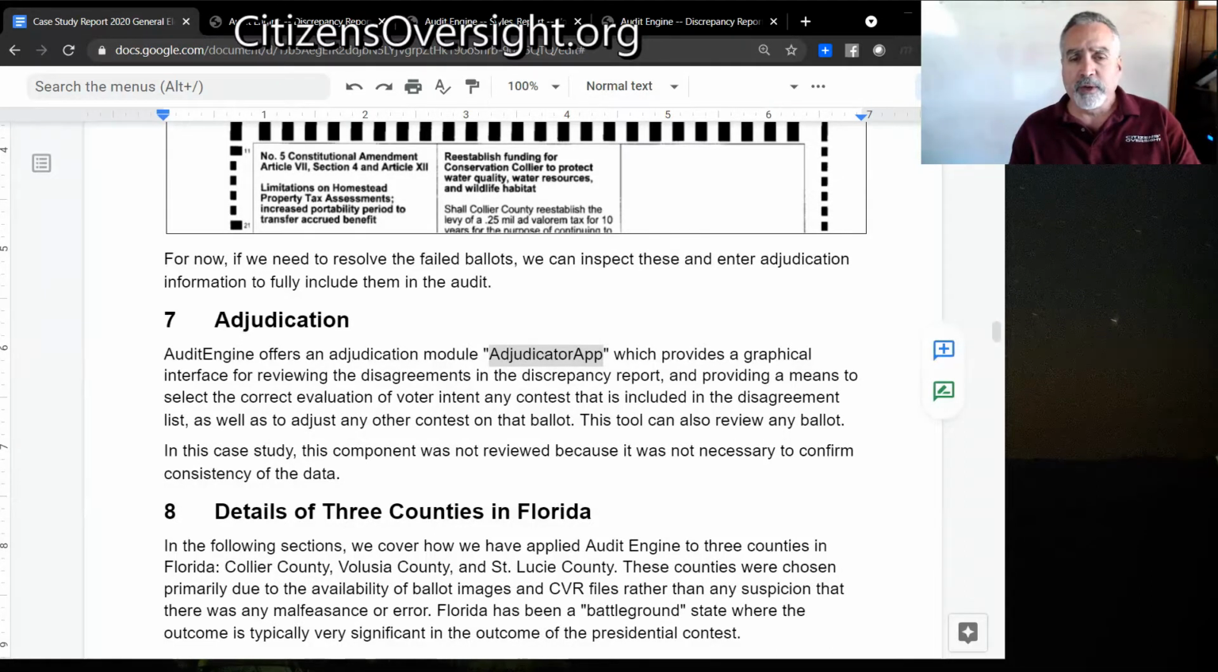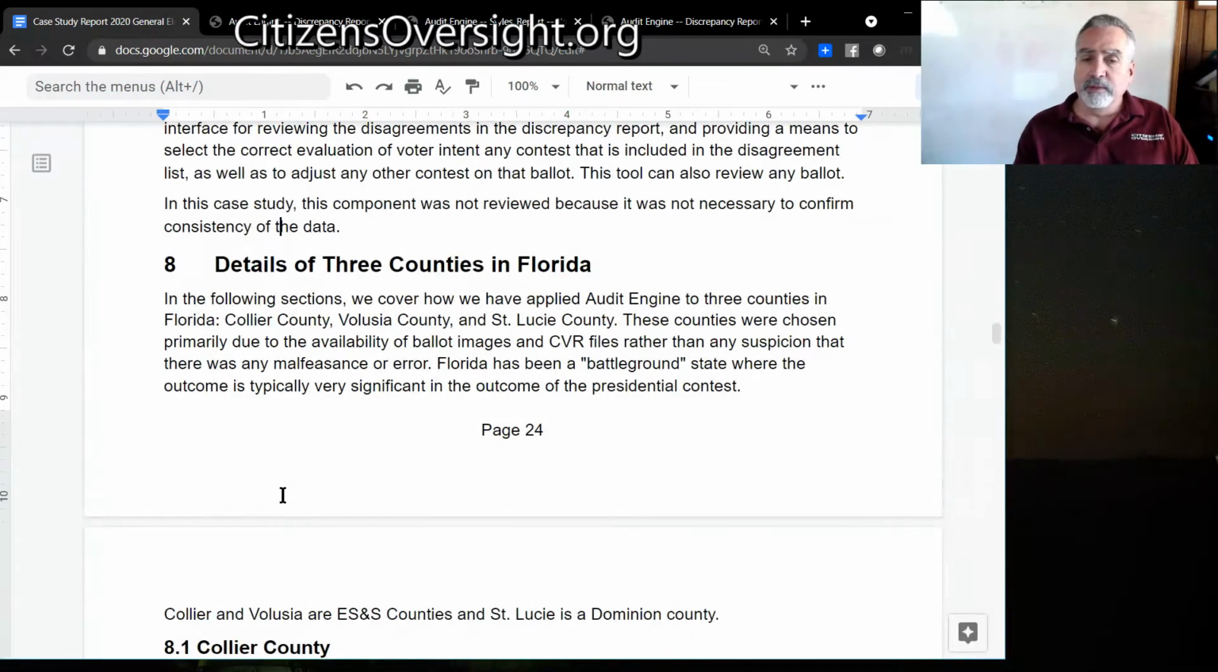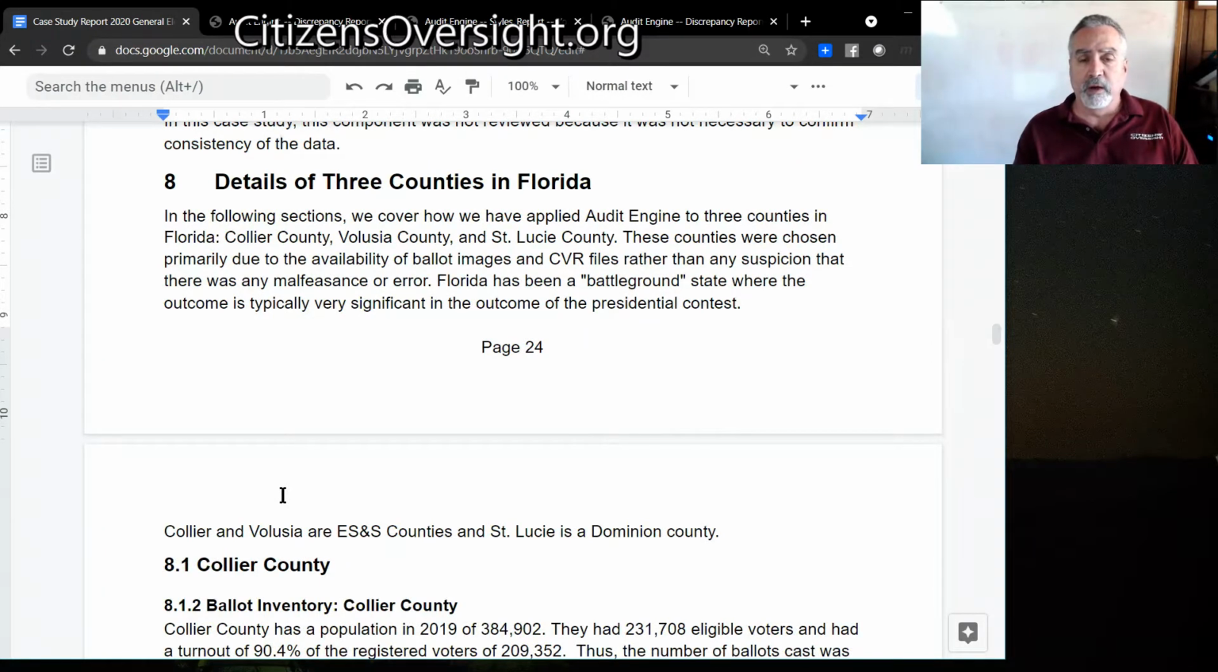Okay, hi there, folks. This is Ray Lutz again with Citizens Oversight, and this is the second part of our review of AuditEngine, and this part is going to be a review of the 3 counties in Florida that this voting system was applied to.